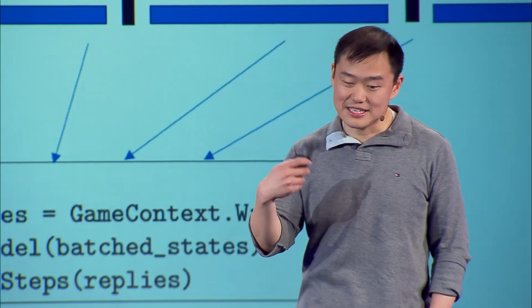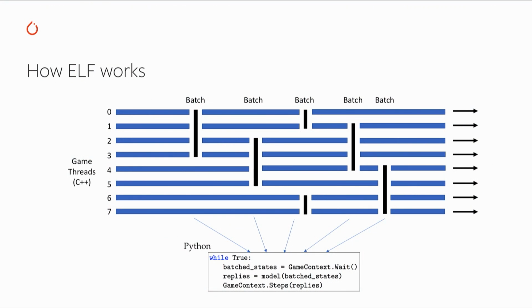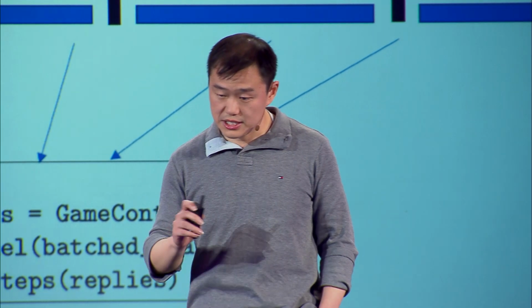So here's one simple slide summarizing how this ELF platform works. We have a lot of game threads. They all run in C++. And sometimes these game threads want neural network support to give back their action, right? But they want to be grouped together so that the action they return is more efficient. Because in GPU, if you want to run deep learning, it's better to batch everything together. So ELF basically balances the throughput between different game threads while allowing this batching phenomenon. So that's one summarization.